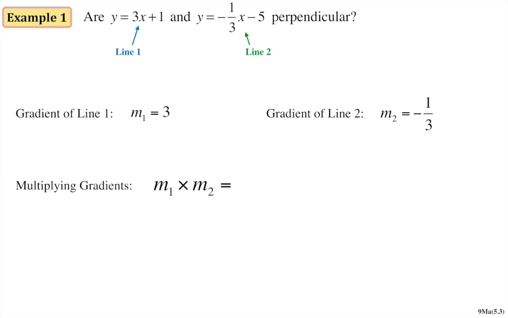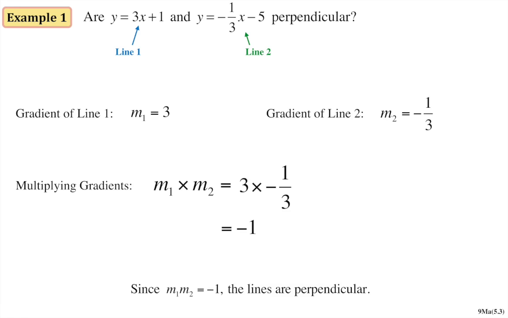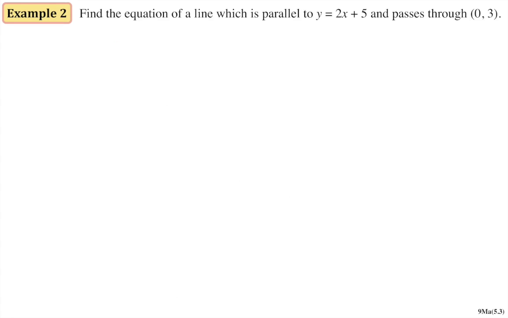Well, to check if they are perpendicular, we take those two gradients and we times them together. So what's 3 times -1/3? It's -1. And because they times to give -1, we say the lines are perpendicular. If it multiplied together and did not give -1, we'd say they were not perpendicular. And remember, perpendicular means that two lines cross each other at 90 degrees or at right angles.